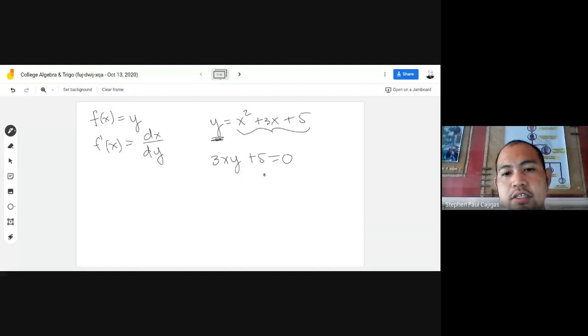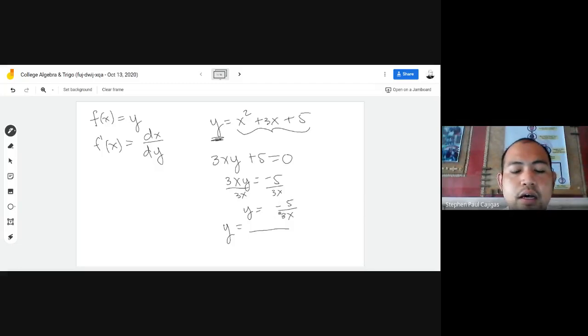The equation such that our goal is to make y equal to something. So we can first transpose: 3xy is equal to -5, and then divide everything by 3x. So we have y is equal to -5 over 3x. And then with this, we can use the rules of derivatives because this can be written as -5 over 3x to the power -1.